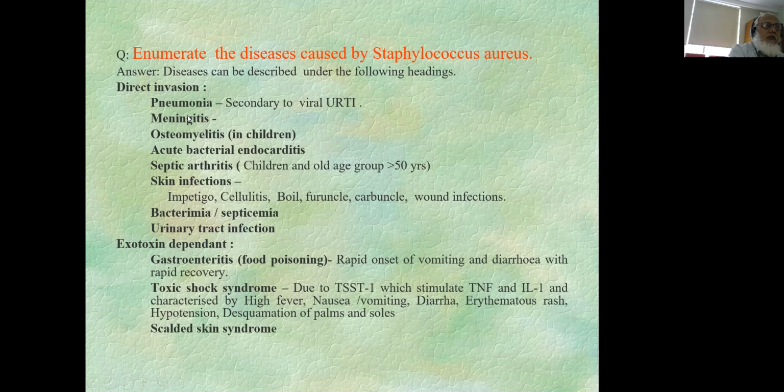Direct invasion causes pneumonia, and pneumonia occurs secondary to viral upper respiratory tract infection. Sometimes they can cause meningitis, and they are an important cause of osteomyelitis in children, acute bacterial endocarditis, and septic arthritis, which they can cause in the old age group, and some skin infections. In most of the books, skin infection is written first, but we will have to remember all the infections.